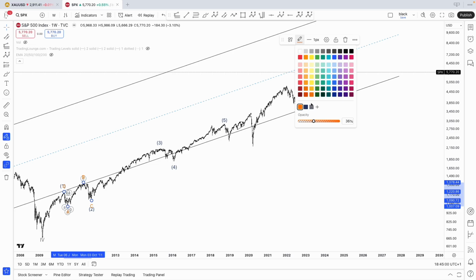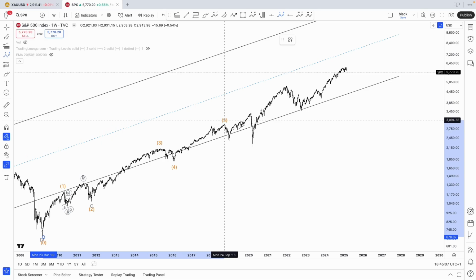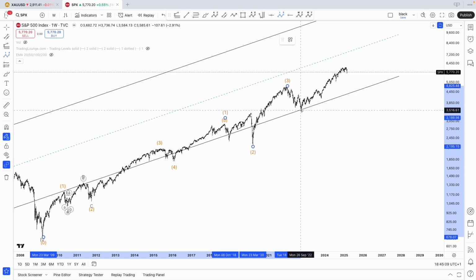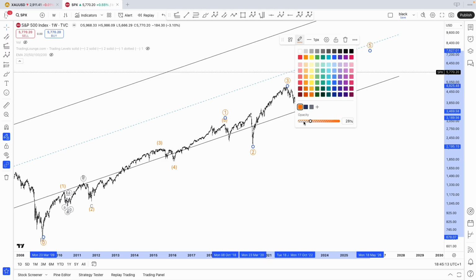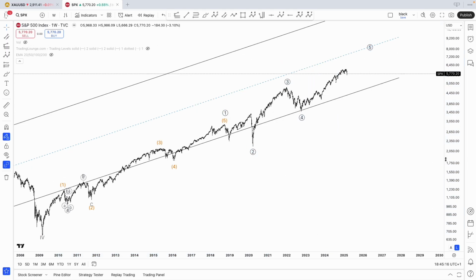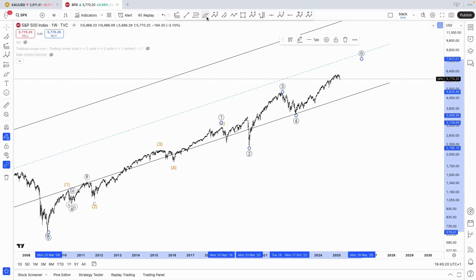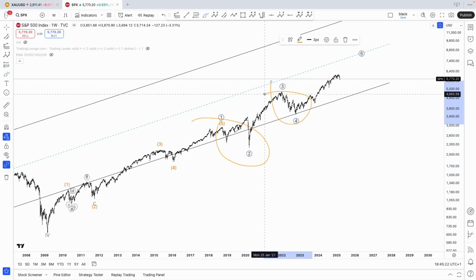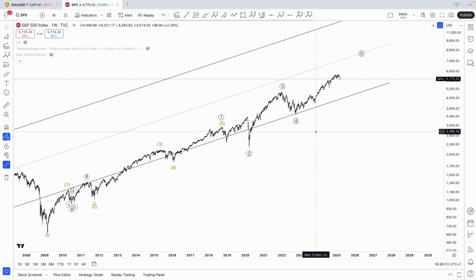Okay, so one way to look at it, I think it was in one of my accounts, is this. So what is good and what is bad about this count? Well, what I like is these are the 2 largest corrections. Okay, that is a fact. So they could be of the same degree, right? Perfect.